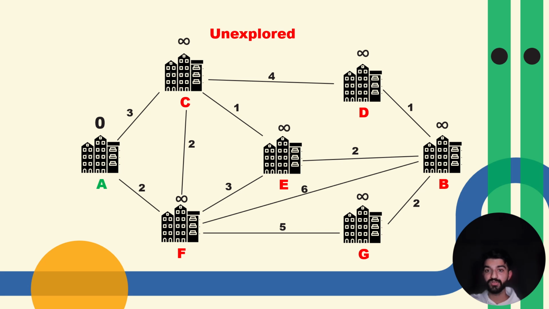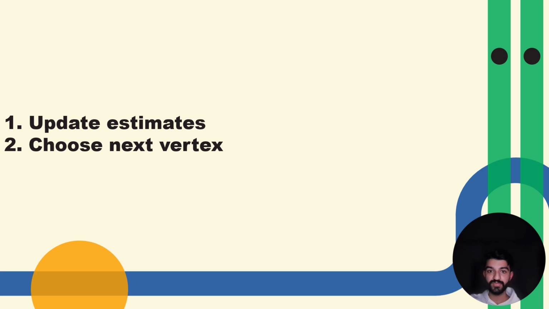So, what can we do next? Dijkstra's algorithm repeats a two-step process. First, we update our estimates, and second, we choose the next vertex to explore. So let's start with the first step, updating our estimate.